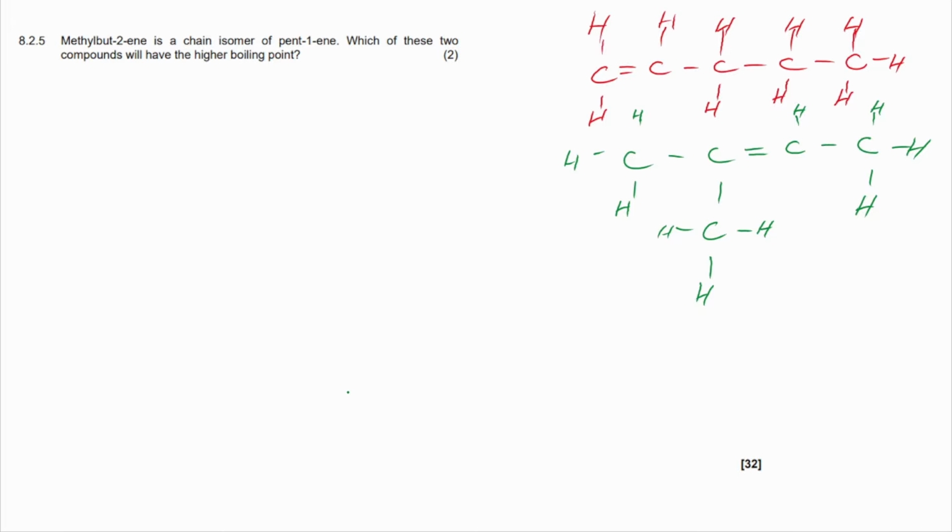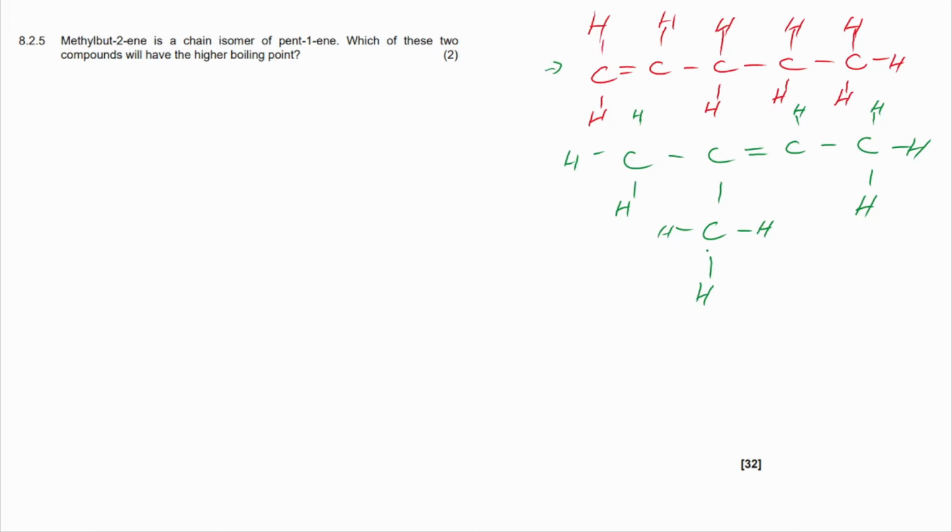So we need to identify what's going on. Do they have different types of intermolecular forces, or what's going on? So they both have London forces, okay? But the thing is, this thing here at the top is unbranched, whereas this thing at the bottom is branched, top unbranched. So it's going to be tougher for molecules of the one at the bottom, this methyl 2-butene, to come into contact and attract each other.